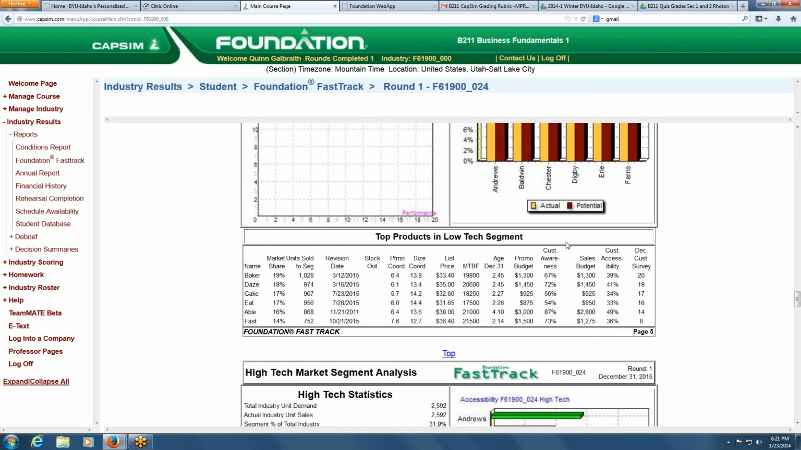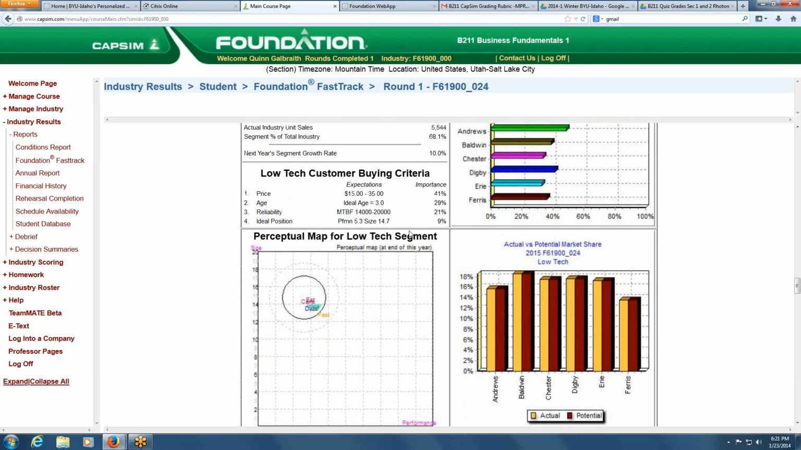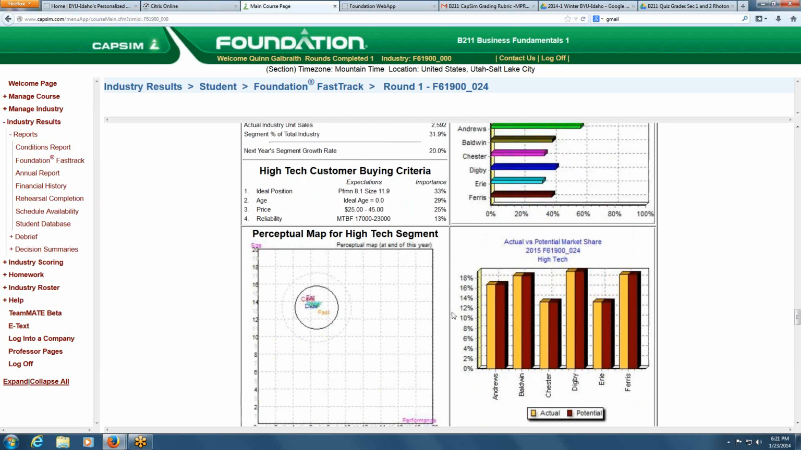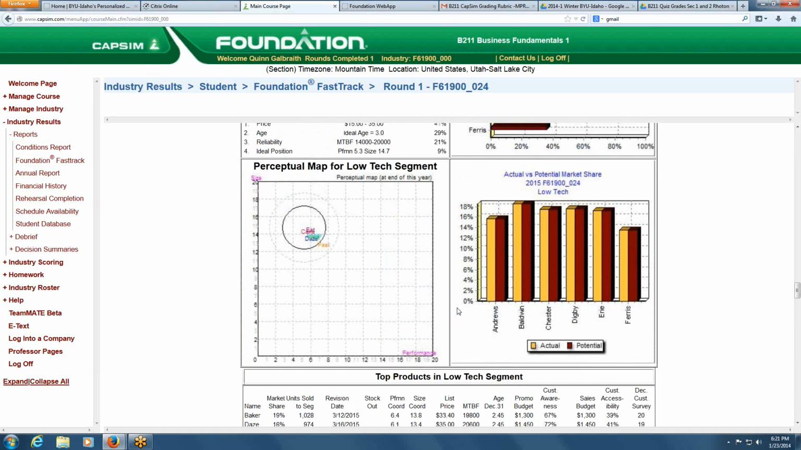Yes. So you want your awareness to be better than theirs. You want your accessibility to be better than theirs. If you have something in the low-tech market, you want your price and age, which are the top two things, to be better than theirs. If you're going for the high-tech, you want at least your position and age to be better than theirs. So does it kind of come down to who's getting the decisions made faster? No. Everybody will run the round at the same time, and everything will go into the market at the same time. So it doesn't matter about the speed of the decisions as long as you have them input by the time your teacher runs the round, you'll be fine.